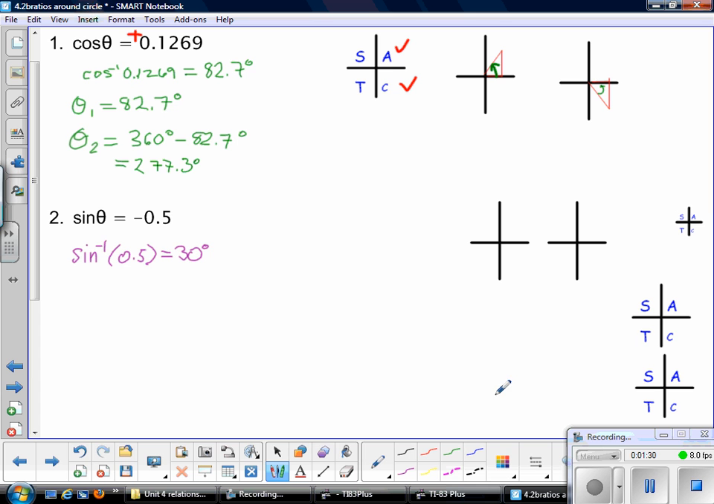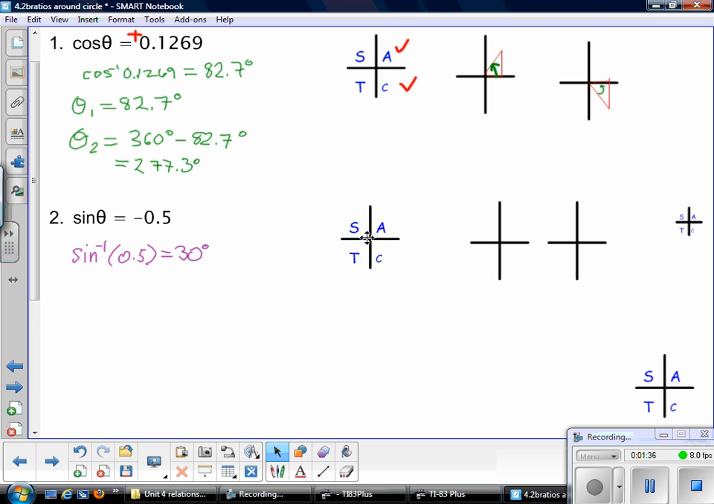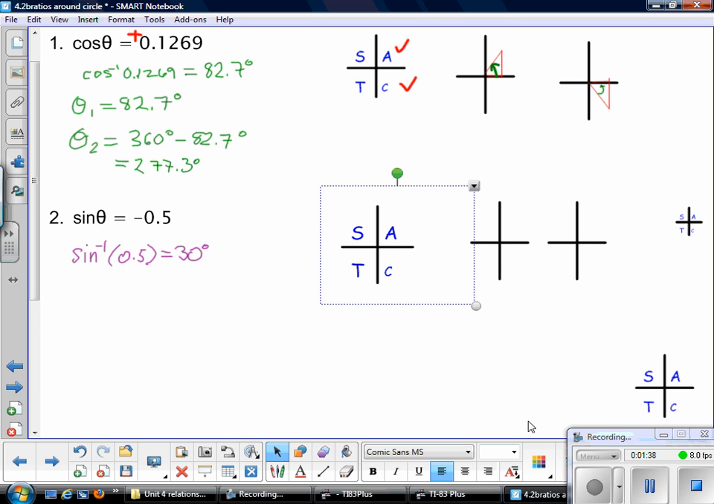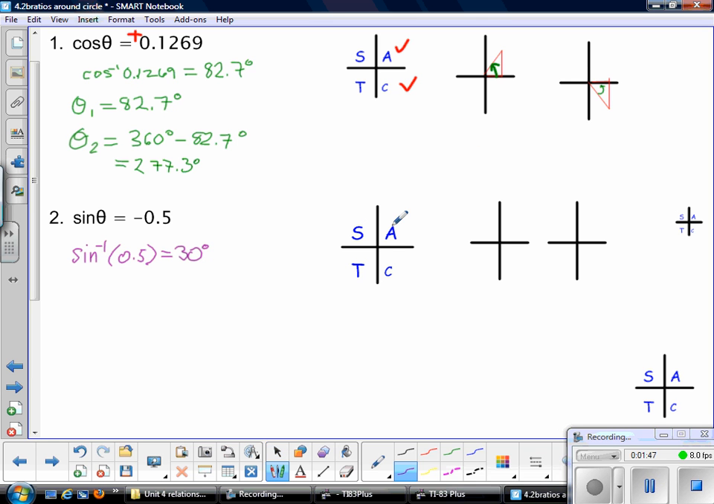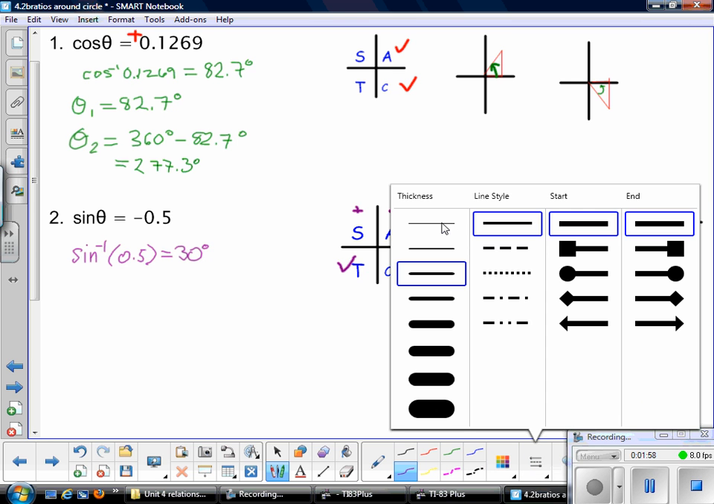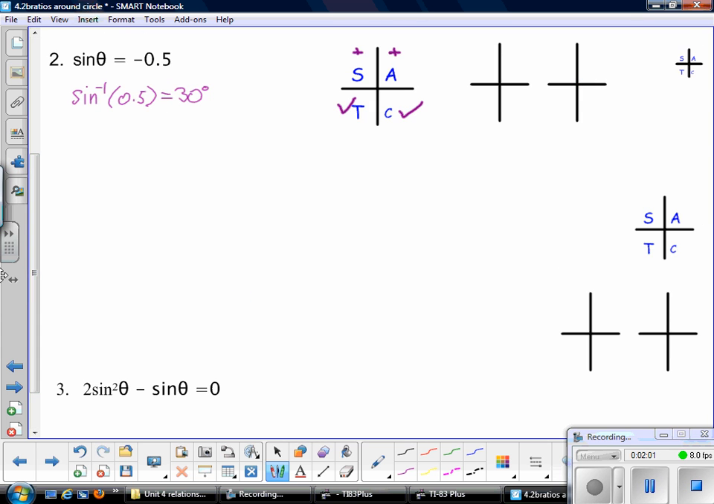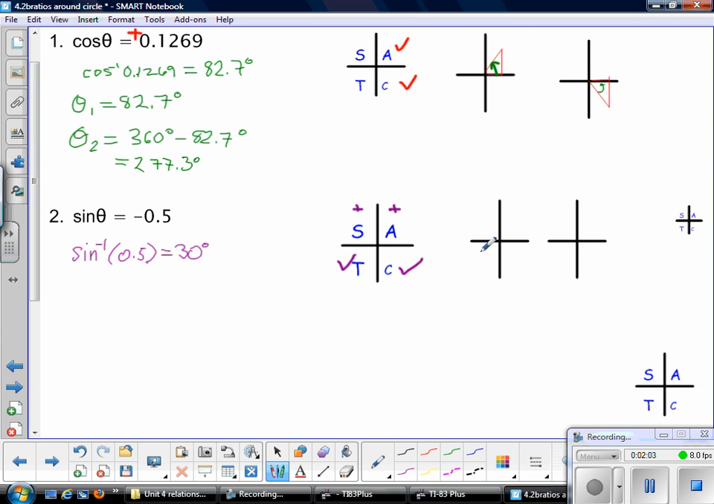Now, the only thing is that we know that according to CAST, sine is positive in the first quadrant and second quadrant. We all agree? I'm not waiting for you to answer. So it's positive here and here. That means these terminal arms have to be located in the third and fourth quadrant. So my triangles are located there, because remember sine is y, so 0.5 roughly.